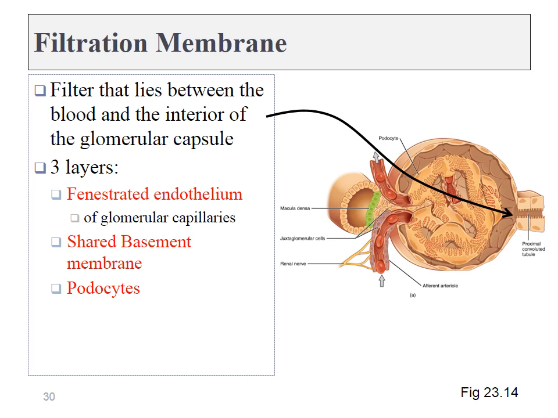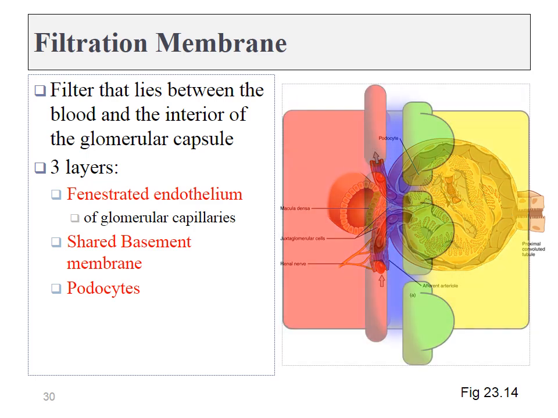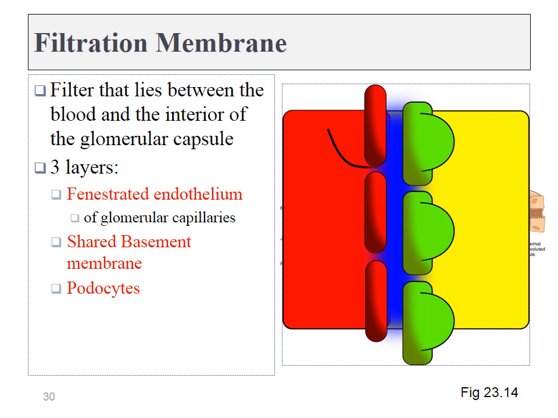Once molecules pass these three layers, they would then wind up in the Bowman's capsule, and we would call them filtrate. Only molecules, again, that are small enough to fit through the pores and the slits would be able to leave the bloodstream and wind up as filtrate.